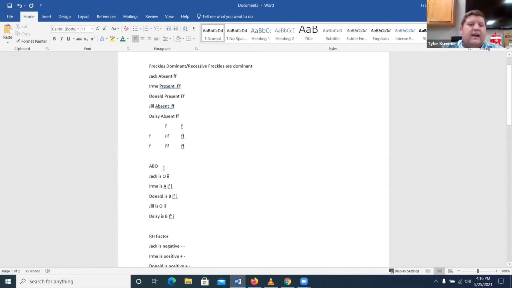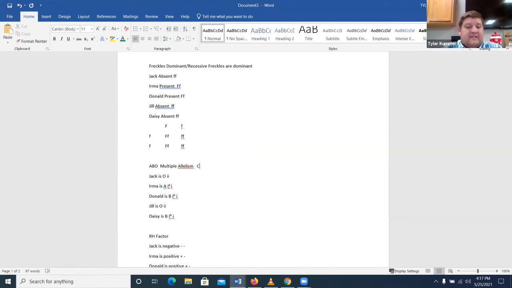The next one is blood type. And I know a lot of you struggle with blood type, so hopefully going over this will help. Blood type introduces a complication in a number of ways. First of all, there's what we call multiple allelism. This is when we have more than just two alleles. We don't just have dominant and recessive. We have three alleles, the A allele, the B allele, and the O allele.